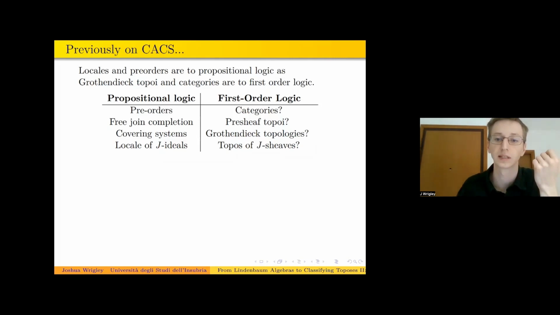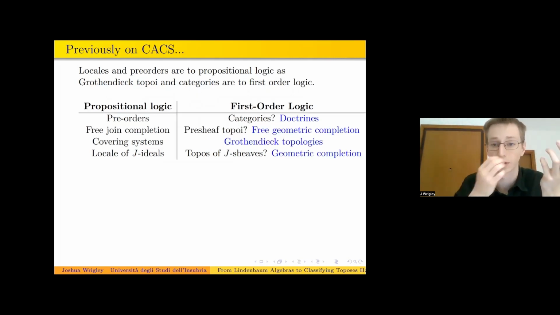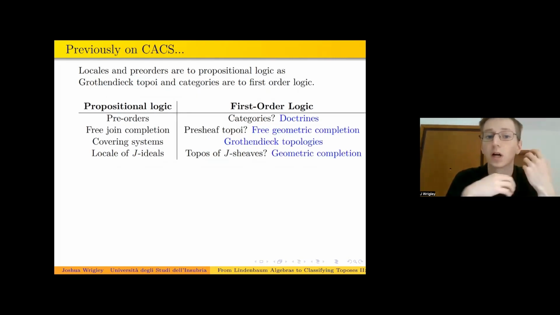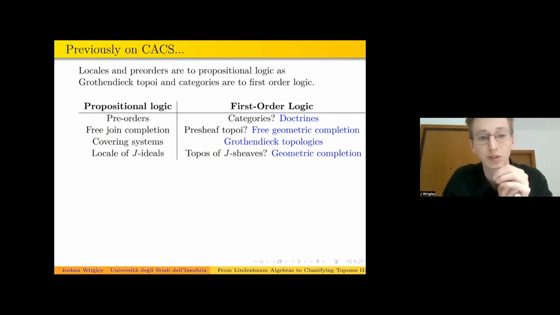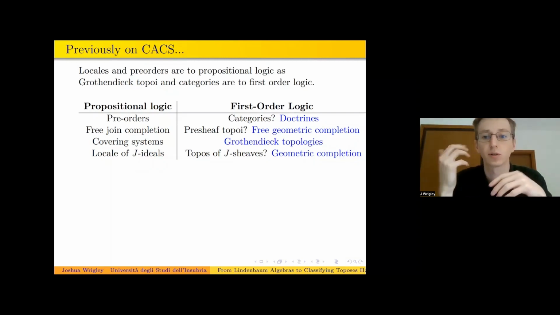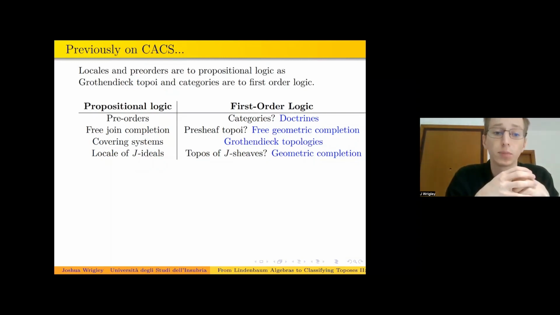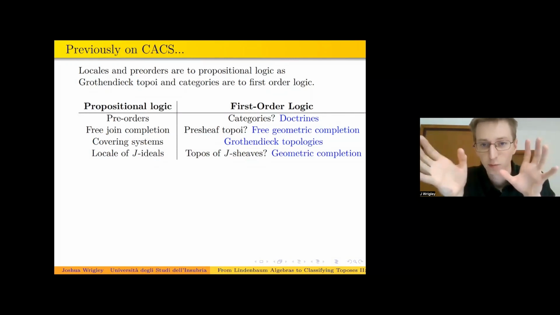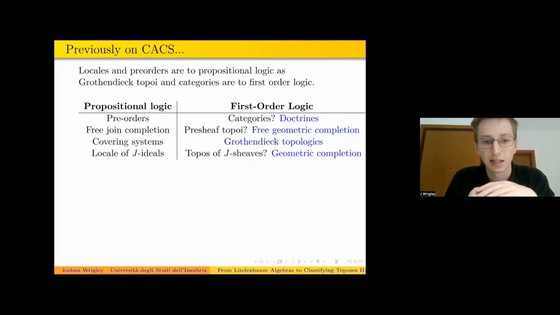And we're going to be using the language of doctrine theory to do that. I'm going to be arguing this time that the natural first order logic generalization of preorders should be doctrines. The free join completion should give rise to a free geometric completion. Covering systems and Grothendieck topologies is still a fairly good analogy, and we'll be looking at how we go from a locale of J-ideal style construction to a geometric completion, as well as the topos of sheaves on a site.